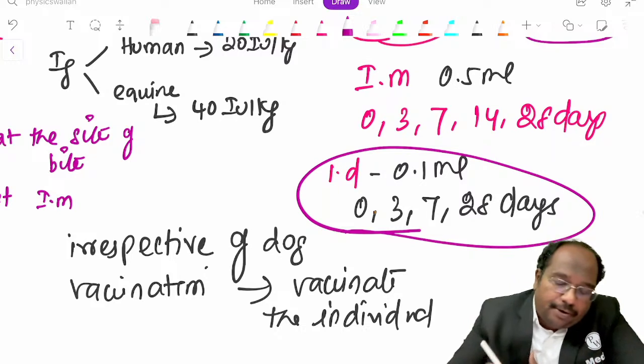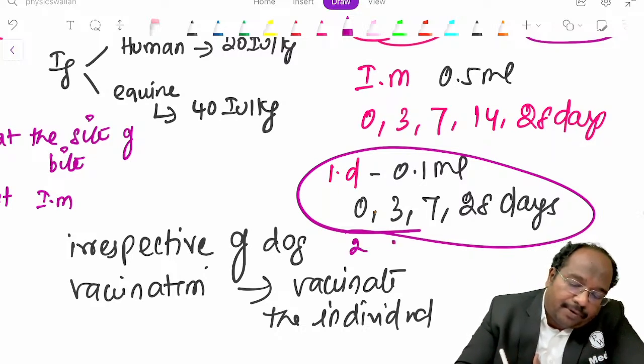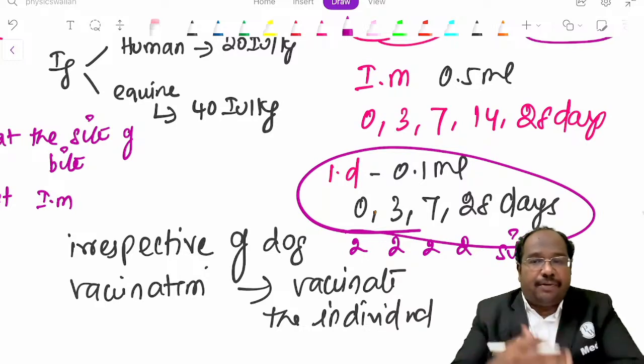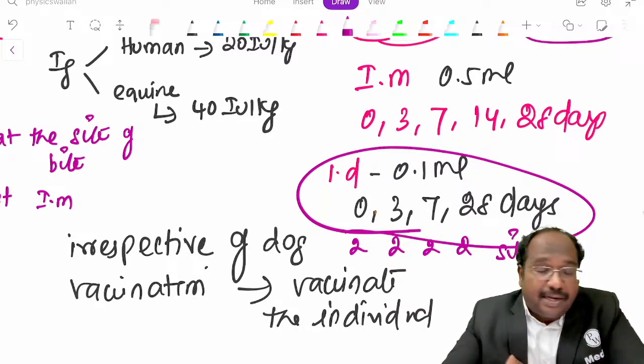But you have to provide two sites every time. So if you are giving in the right arm, you have to give it in the left arm also. Both sides you have to give. But in spite of that, the dose is actually less.